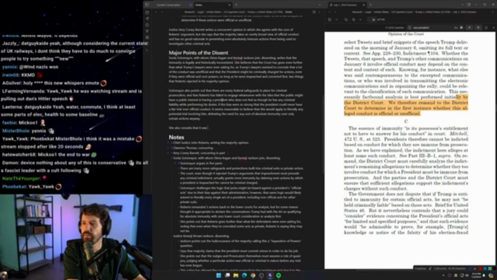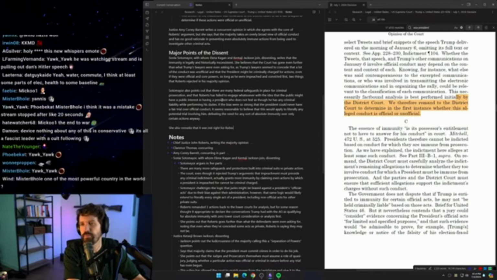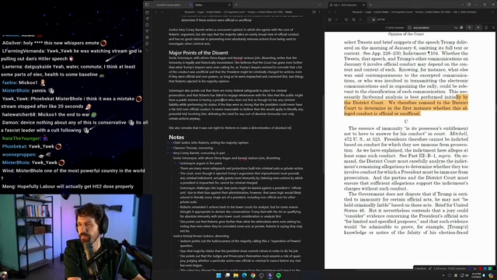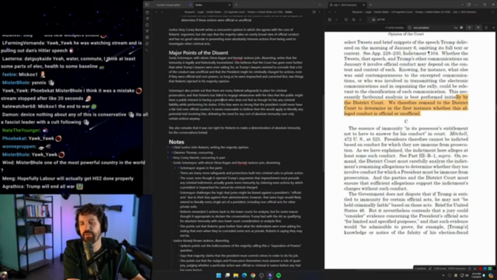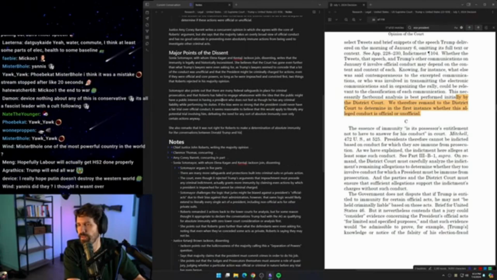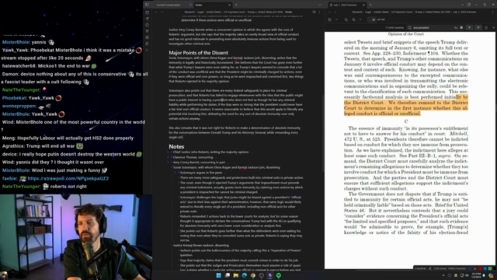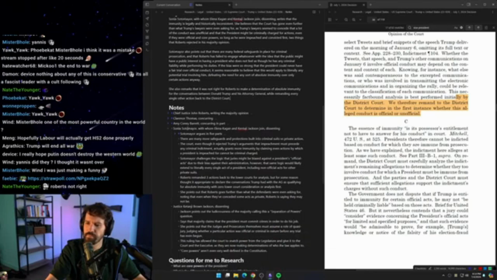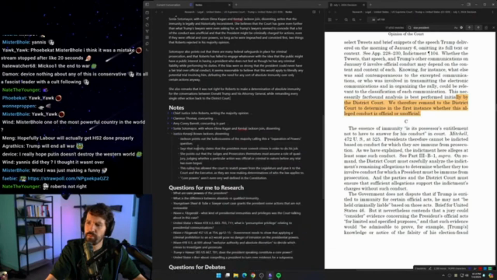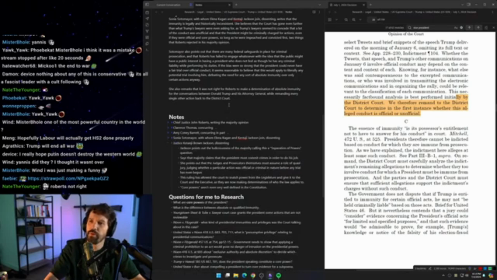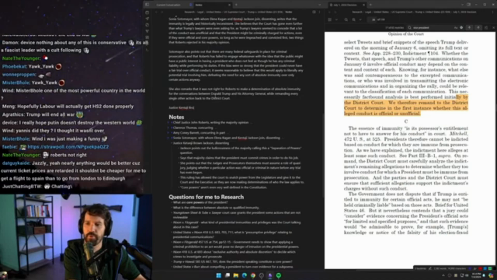That it was not right for Roberts to make a determination of absolute immunity for the conversations between Donald Trump and his Attorney General, while remanding every single other action back to the district court. Let's see, and then Justice Ketanji Brown Jackson.